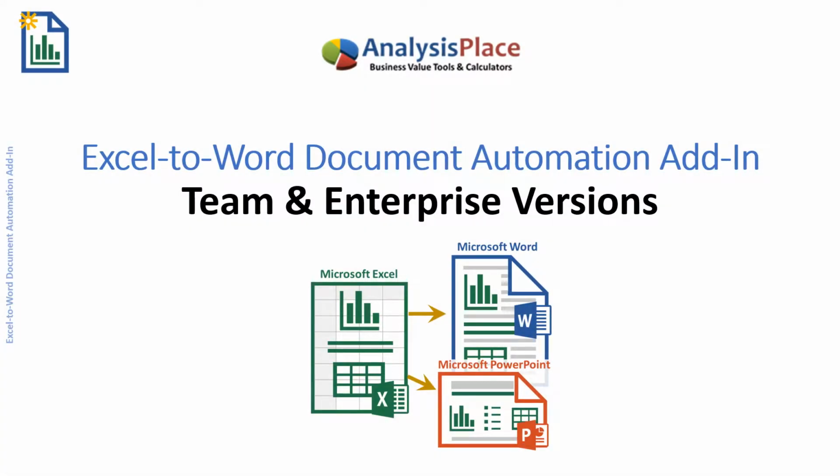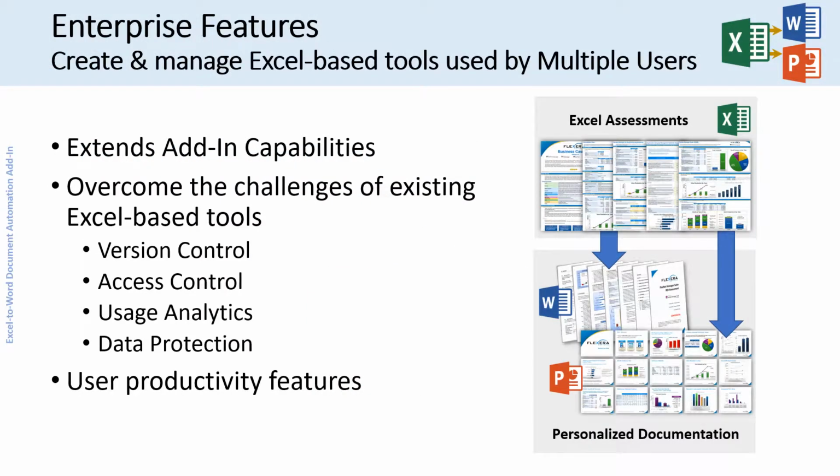The Excel to Word document automation add-in makes it easy to update content in Word or PowerPoint documents based on analysis data and charts in Excel workbooks. The enterprise features help to create and manage Excel-based tools that are intended to be used by multiple users. These features extend the existing capabilities of the add-in specifically for multi-user environments.